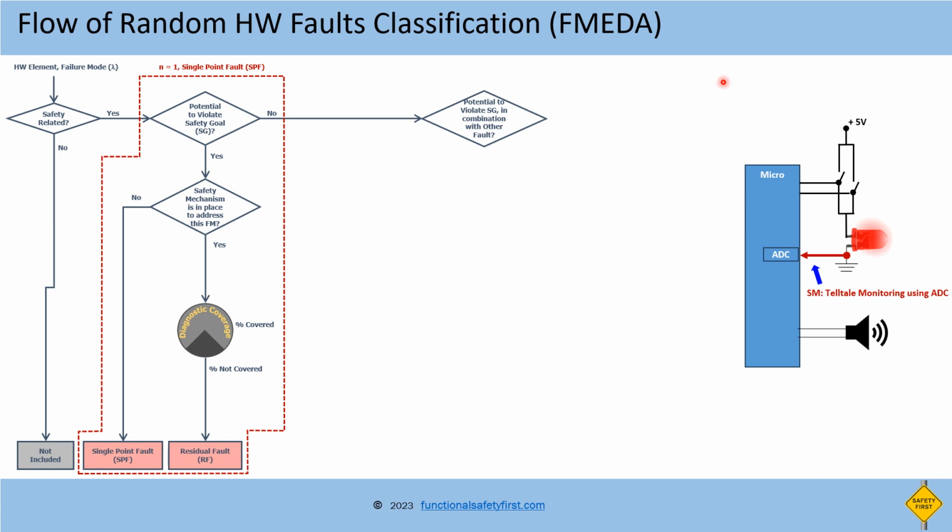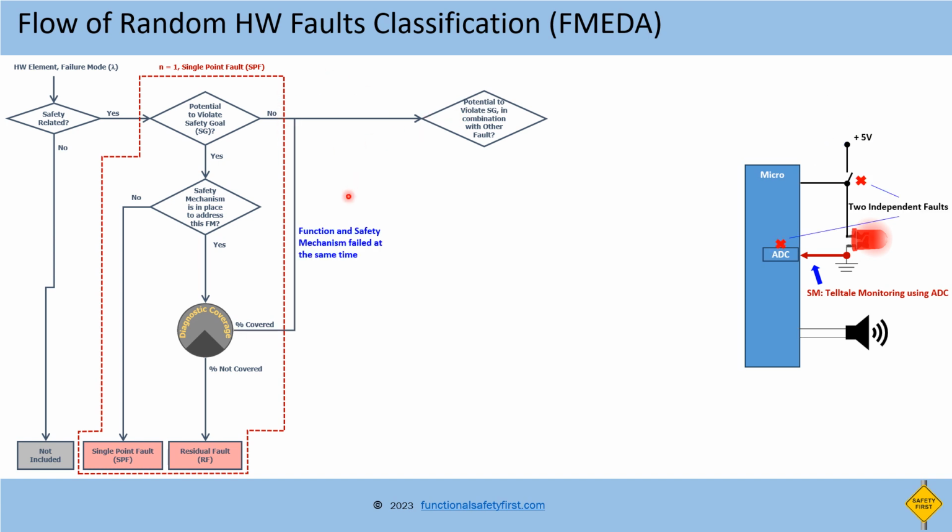One is two independent faults in the functions can lead to a safety goal violation. In our example, let us see, two independent switches are driving the same LED redundantly. Failure of any one switch is not going to violate the safety goal, which means the other switch is still going to drive the LED. What if both the switches fail at the same time? This is called two independent failures in the function.